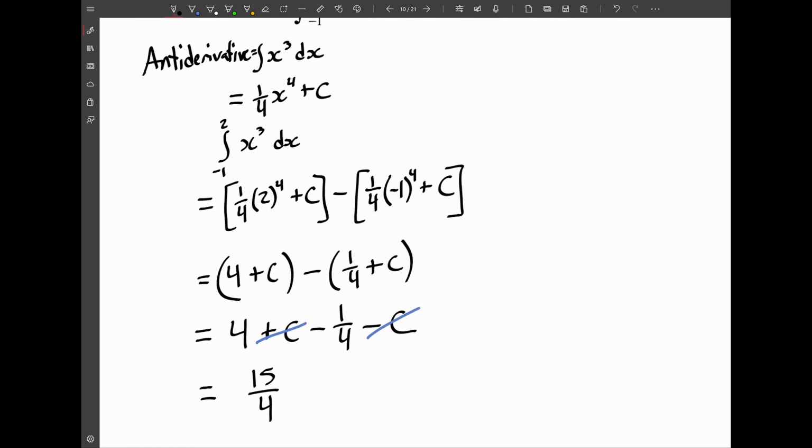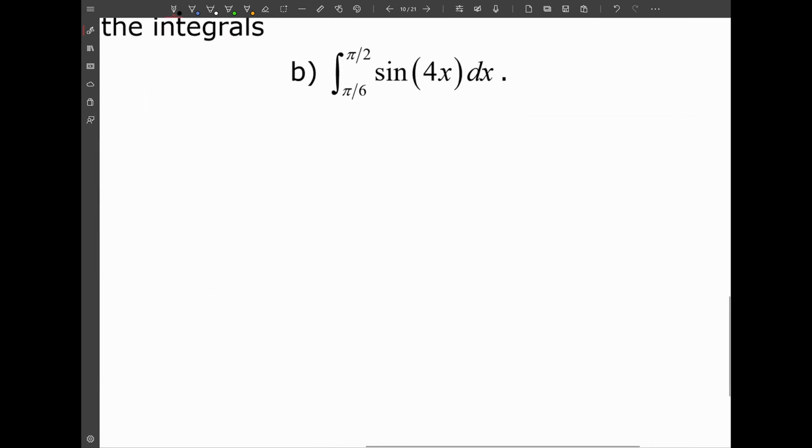So from now on, I'm not going to include plus c's when doing definite integrals. There's no need to do it. We only have to include plus c for indefinite integrals, for antiderivatives. All right? Let's take a look at b.